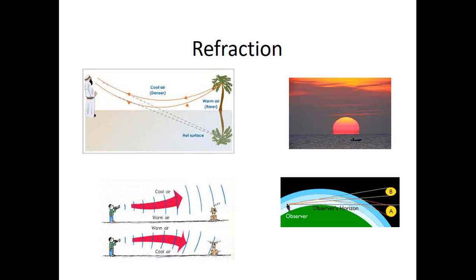Sunrises and sunsets have to do with the Earth's atmosphere. You think you see the sun on the horizon, but it's actually already sunk below the horizon. The waves coming up from the sun are being refracted in the atmosphere before they get to your eye.